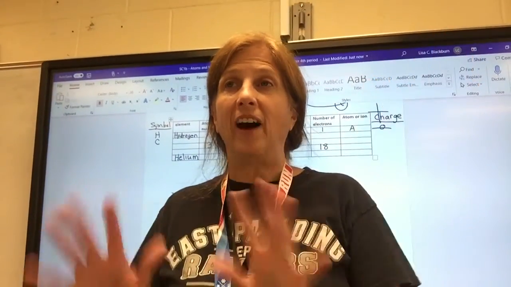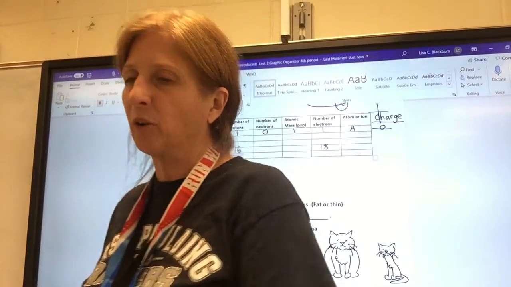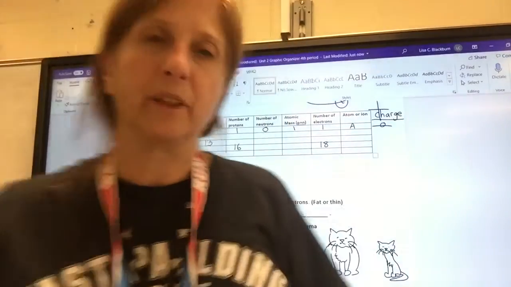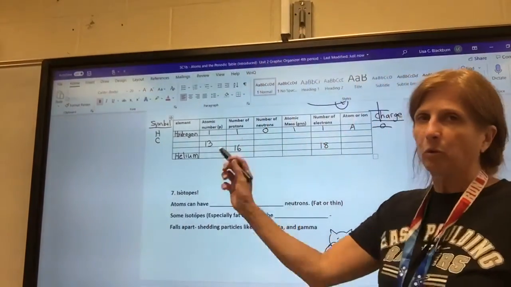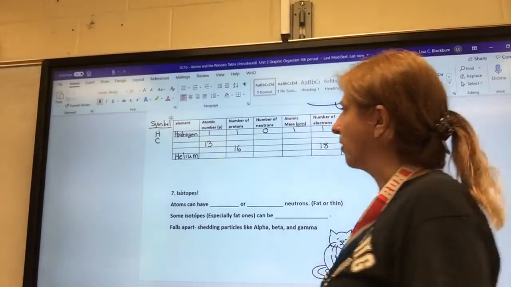This is part 5 of the notes for Unit 2 for chemistry class. We're talking about atoms in the periodic table, and we're going to hopefully finish up these notes right now. Okay, so we got to this part. This is something that will be in your homework and on your test, and you're going to get a homework worksheet on it tomorrow, okay?